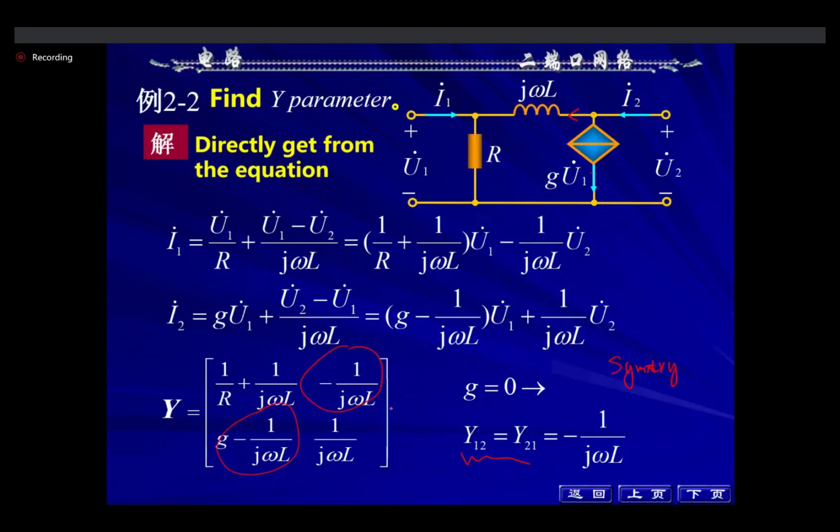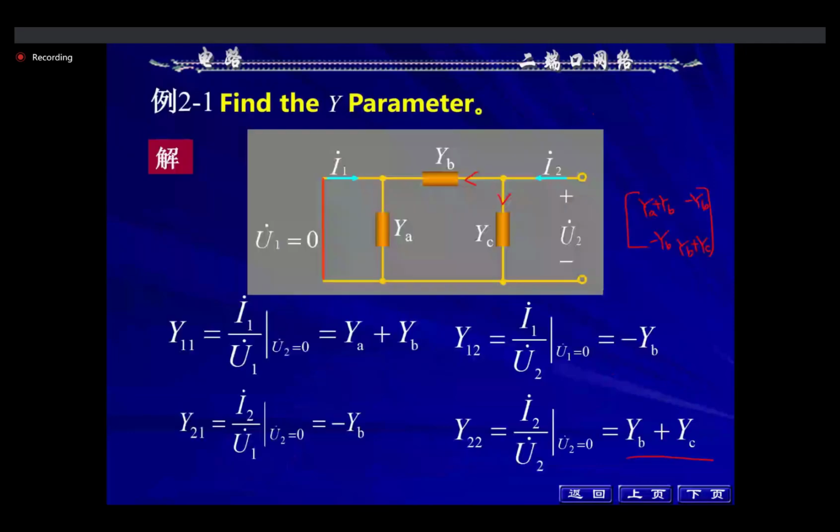So this Y parameter is not symmetry because of the G; if G is 0, it will be symmetry. But for this circuit, we can find the Y parameter is symmetry. They're equal.